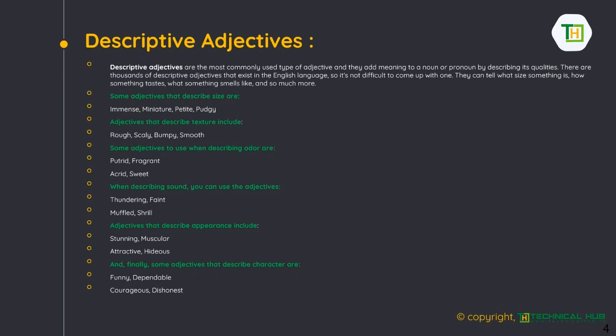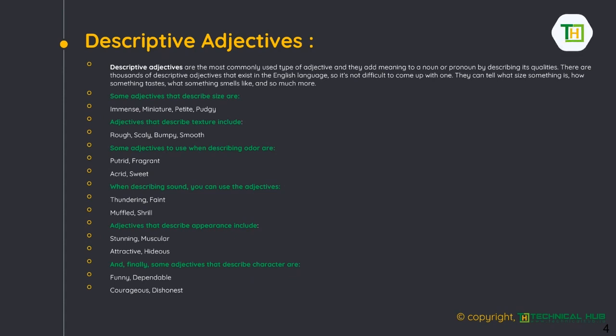Let us see the first one. Some adjectives that describe size are immense, miniature. Miniature, in the sense of the movie Ega, you see that Samantha heroine, she's a miniature artist. And petite, very small, pudgy, all these you can use.